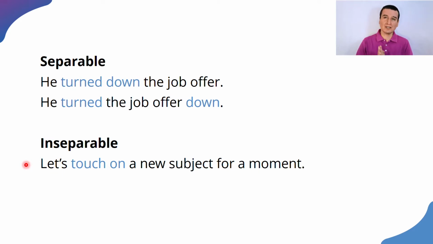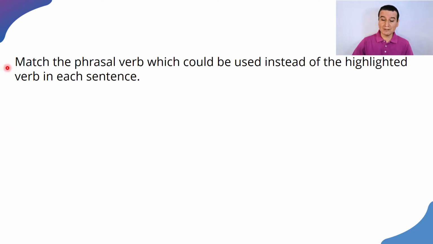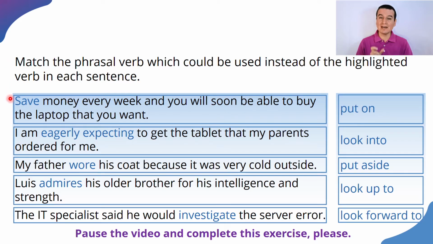I'm giving you some vocabulary, and look at the instruction, for you to apply this concept. It says, match the phrasal verb which could be used instead of the highlighted verb in each sentence. So in one column you have a sentence, and on the other you have some phrasal verbs that could correspond to the word that is highlighted in the sentence. I'm going to give you a moment to look at the examples and see which of those highlighted words could be replaced with the ones that I'm offering you.